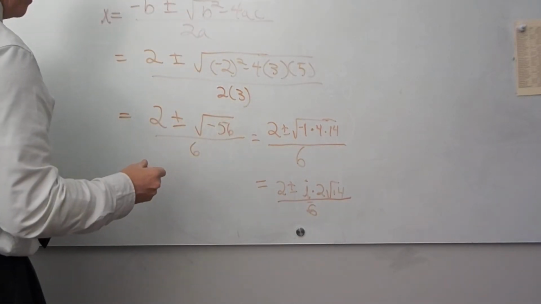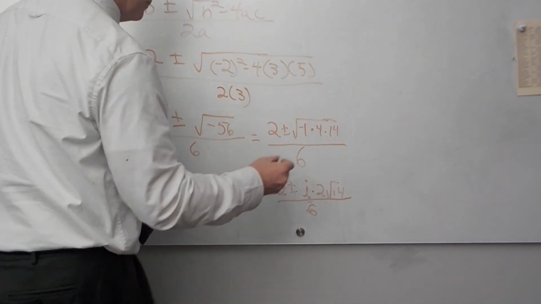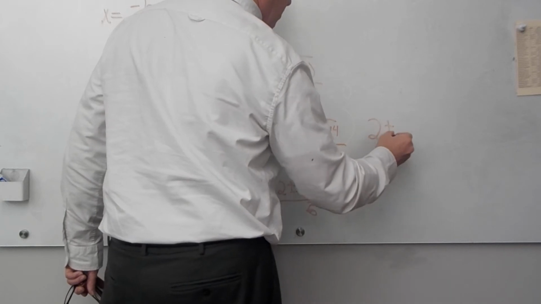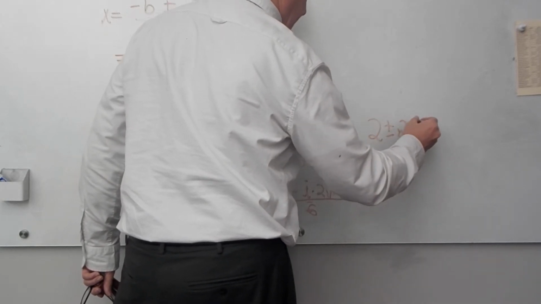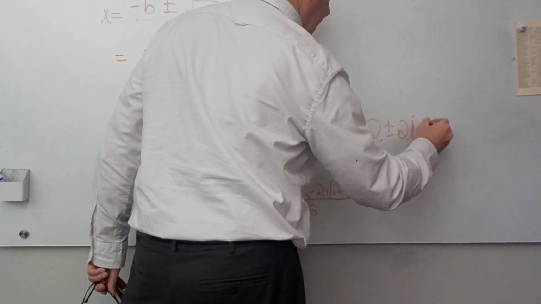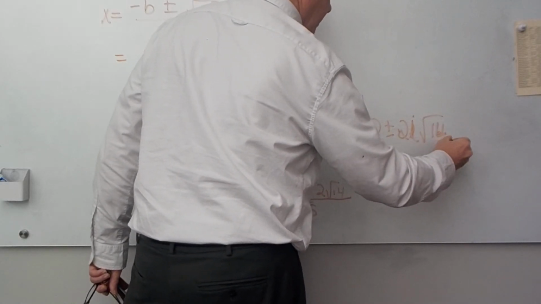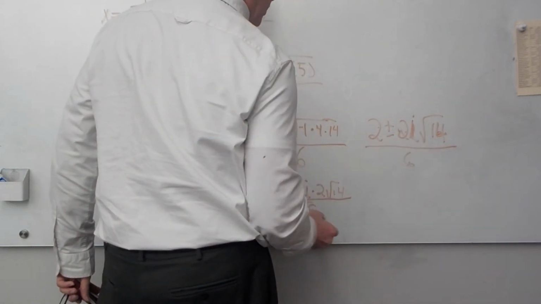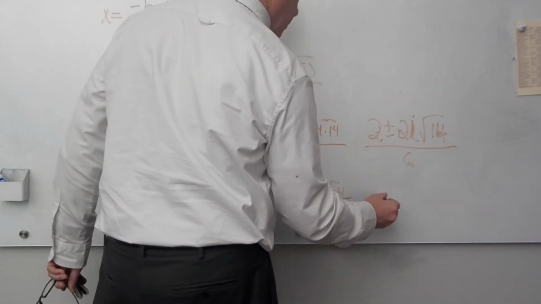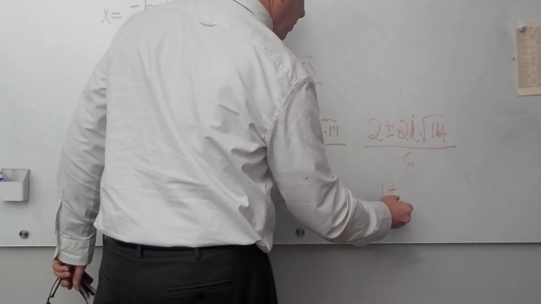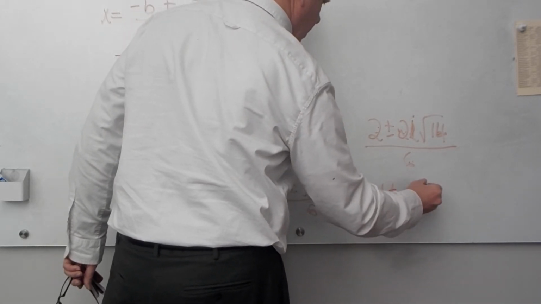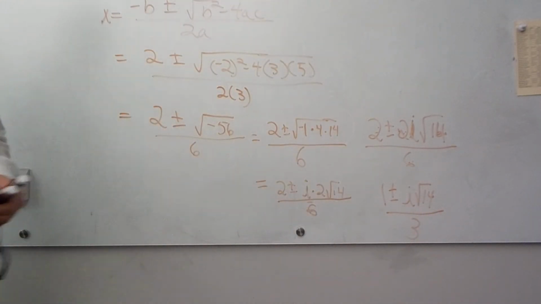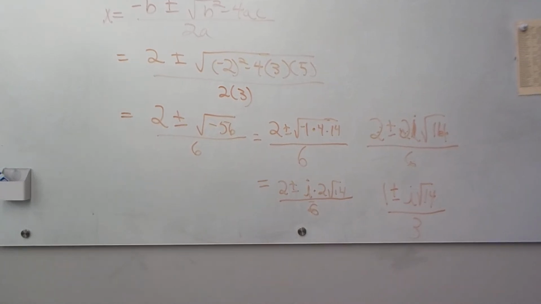And when I go to write that, I'm writing 2 plus or minus 2i radical 14 over 6. Factor out those 2's here, here, and here, and you've got 1 plus or minus i radical 14 over 3. All right, there's number 1.